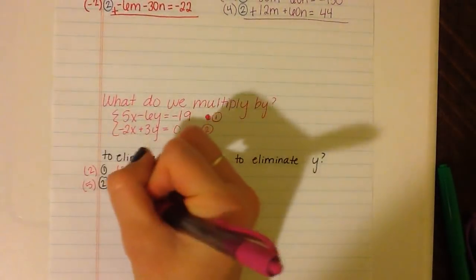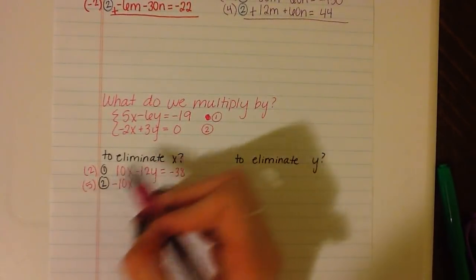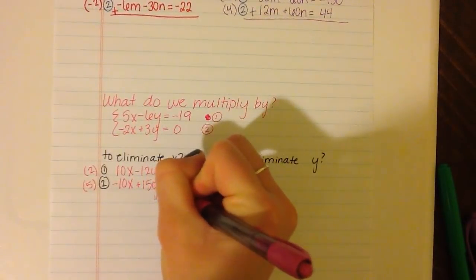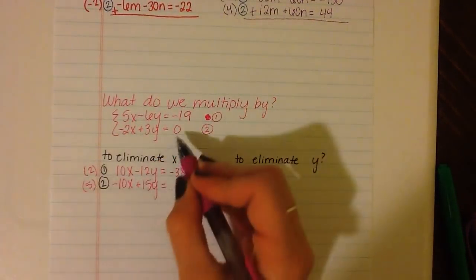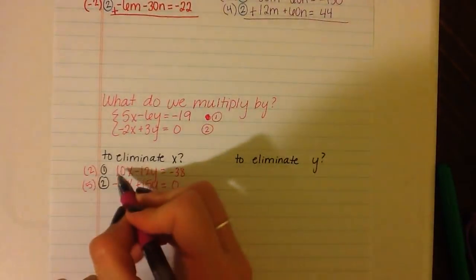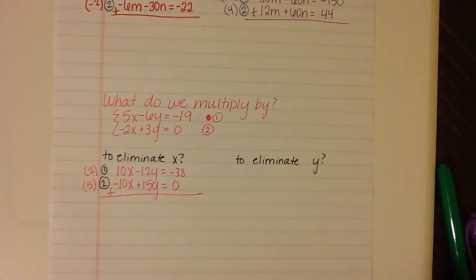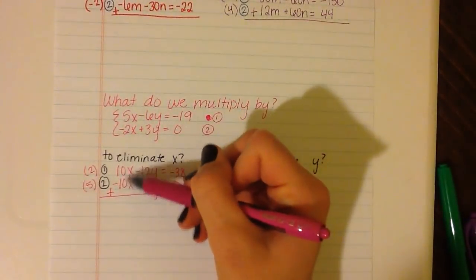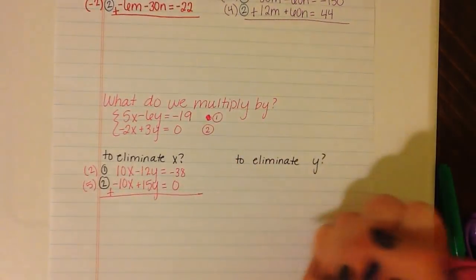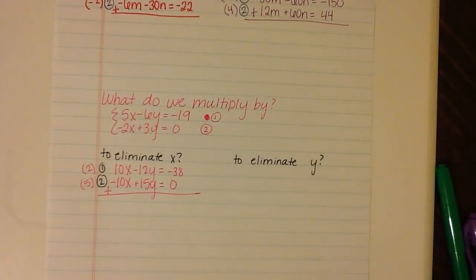5 times negative 2, negative 10x. 5 times 3y is 15y. 5 times 0 is 0. Now that these are opposite coefficients, we can just add the two equations together, and that will eliminate the x. 10x plus negative 10x will be 0. Okay, so let's eliminate the y now.